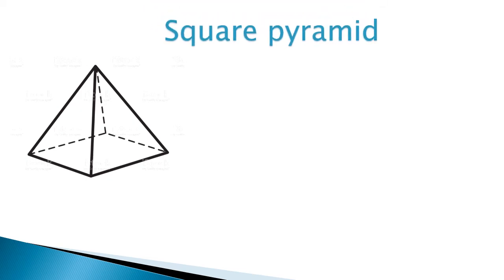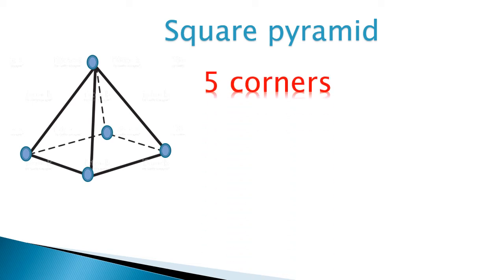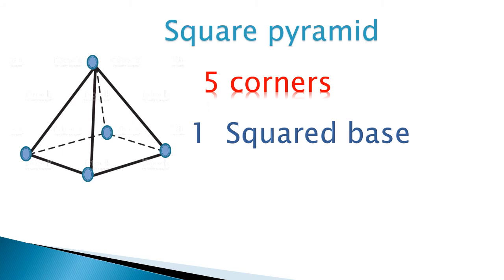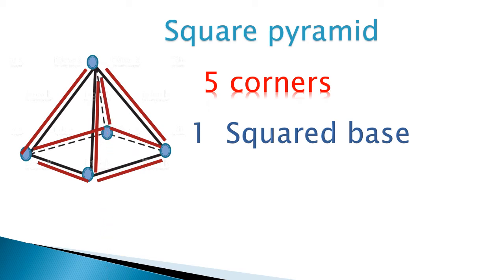Now let's know the properties of the square pyramid. At first, the square pyramid has how many corners? Let's count it: 1, 2, 3, 4, 5. It has 5 corners. And it has one square base. And let's count, it has how many edges? 1, 2, 3, 4, 5, 6, 7, 8. It has 8 edges.